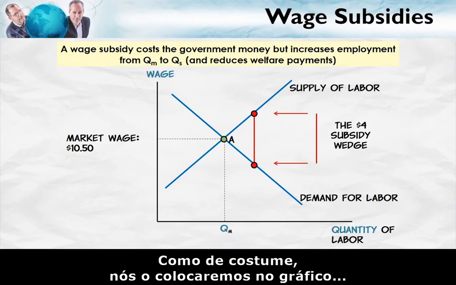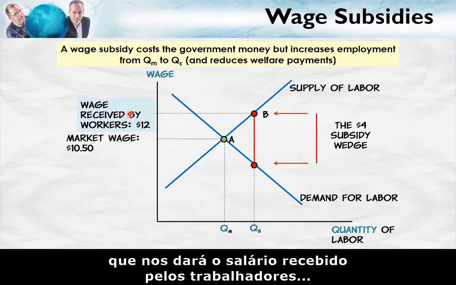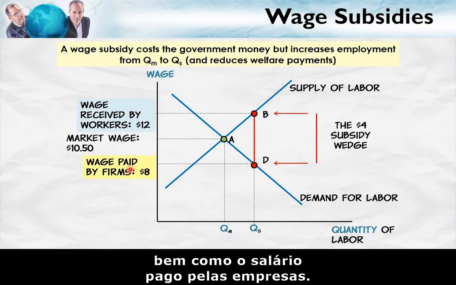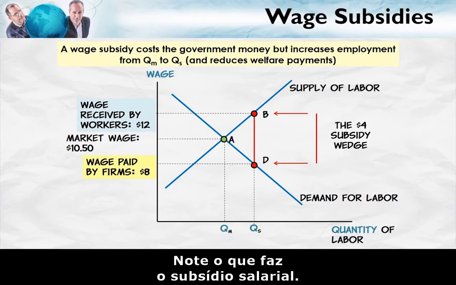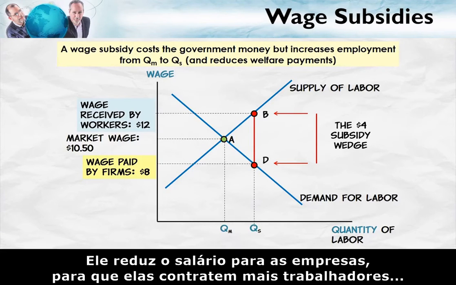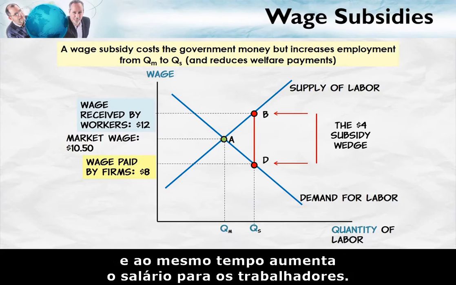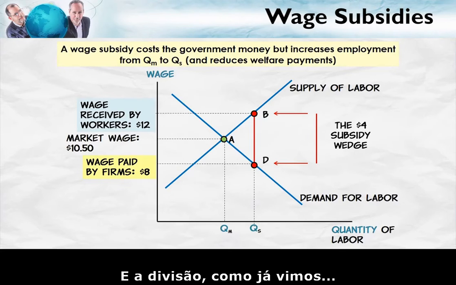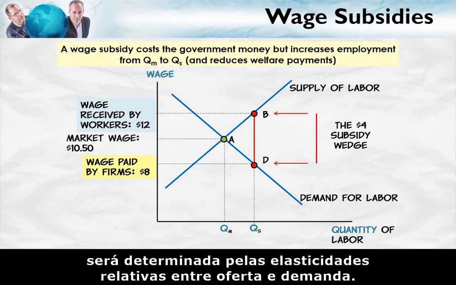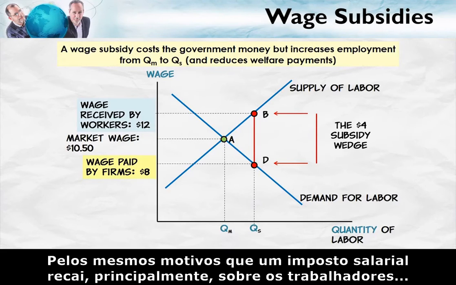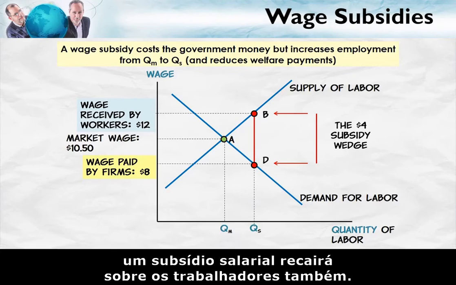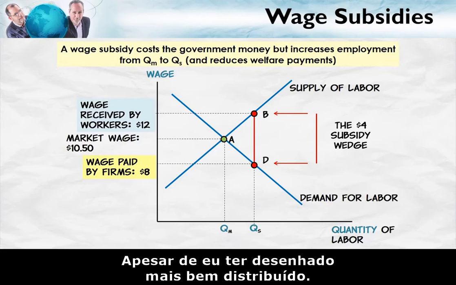As usual, we drive it into the diagram, and that will give us the wage received by workers as well as the wage paid by firms. So notice what the wage subsidy does. It reduces the wage to firms, so the firms want to hire more workers, and at the same time it increases the wage to workers. And the division is, as usual, going to be determined by the relative elasticities of demand and supply. For the same reasons that a wage tax probably falls mostly on workers, a wage subsidy would fall mostly on workers as well, though I've drawn it more evenly here.